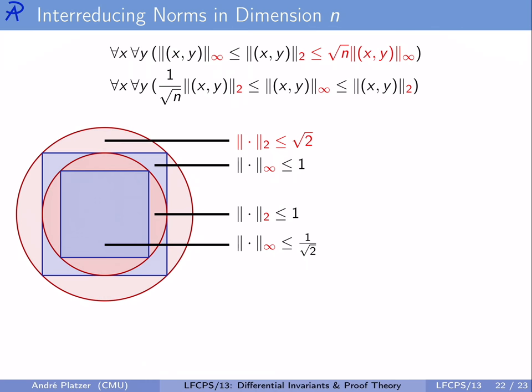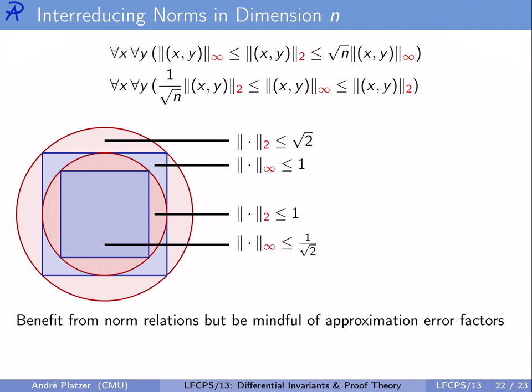You should always benefit from norm relations in your proofs to simplify them, but you should also remember that these are actual approximation errors that give you extra error factors. But it's still better to be on the conservative side.